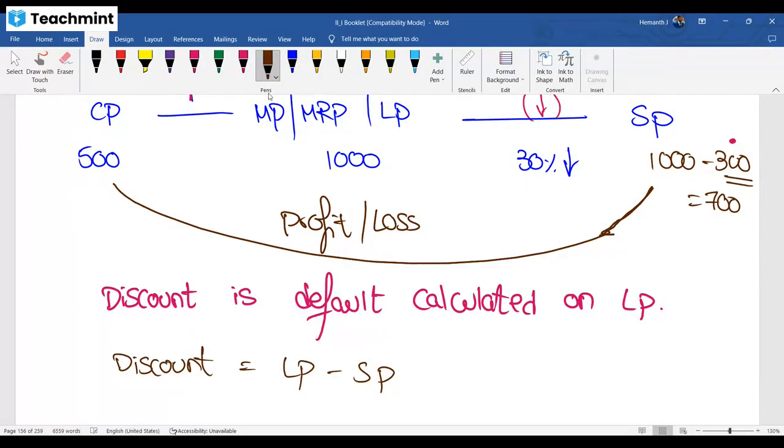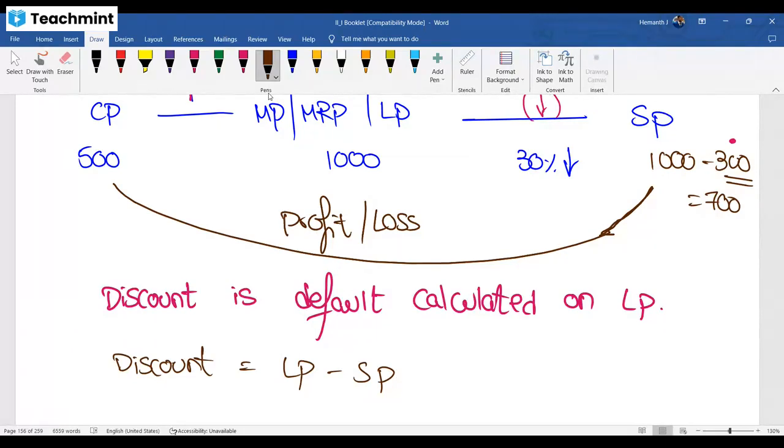See, a t-shirt costs 1000, they sell it for 800. Then what is the discount you got? 200 rupees. 1000 rupees, they sell it for 800, means they have given 200 rupees discount. That is labeled price minus selling price. Discount is labeled price minus selling price. Understand it, don't try to memorize. Try to understand the terminology.